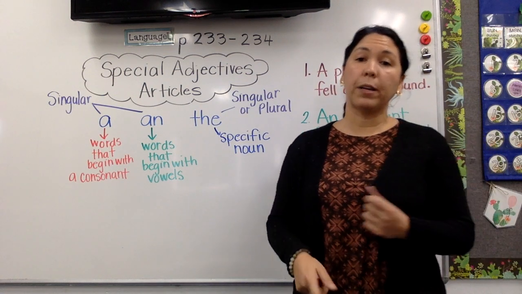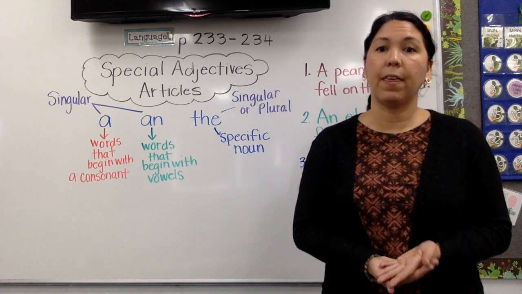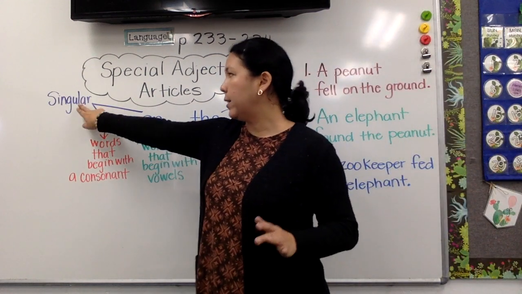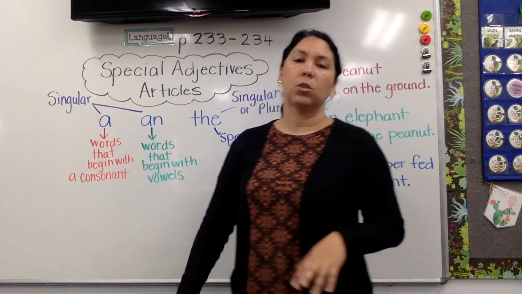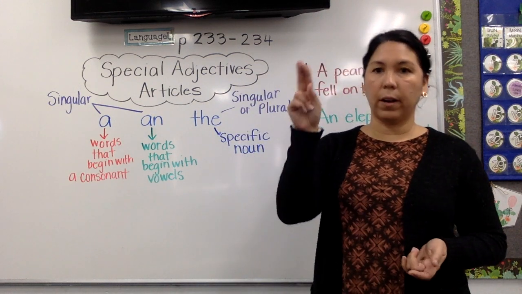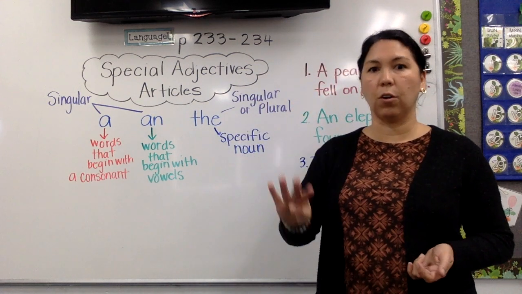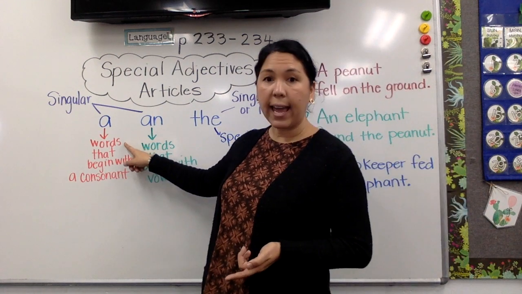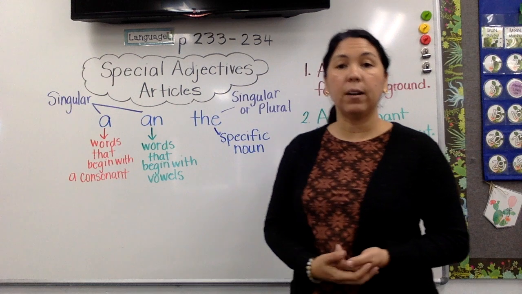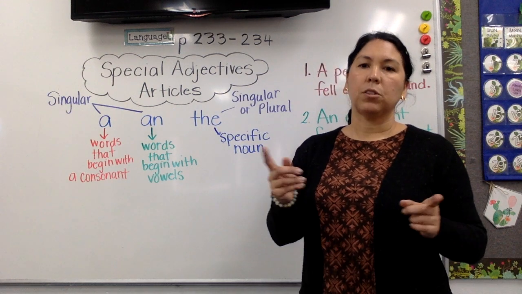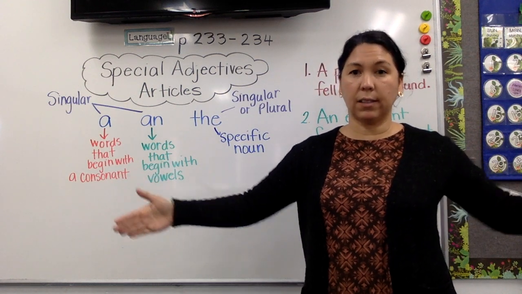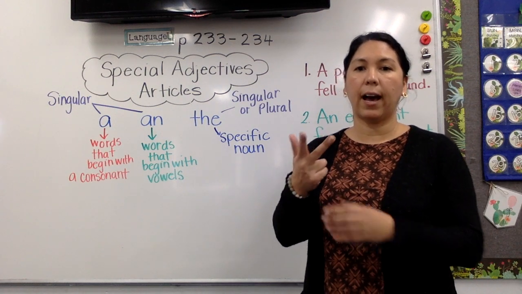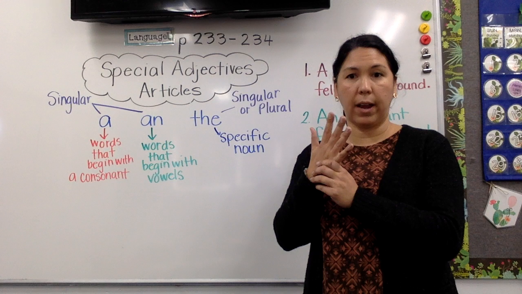Okay? Now there's some special rules with a, an, and the. We always use a and an when it's a singular noun. So if it's talking about one dog or one house or one boy or one girl, we're going to use a or an. Okay? We use a with all words that begin with a consonant. So it's hard to name all the consonants, but what are my vowels? A, E, I, O, and U, right? Sometimes Y.